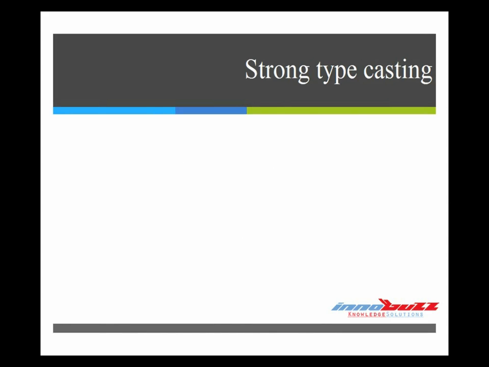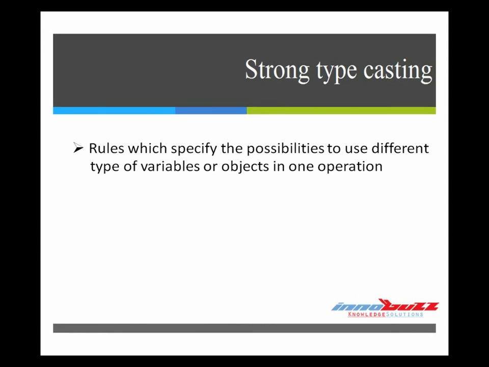Strong typecasting. The programming languages can be categorized into strong typing and weak typing ones. The difference between these categories is in the rules which specify the possibilities to use different types of variables or objects in one operation. If the corresponding language allows the intermixing of the types in one operation, then it is weak typing. If the language has more strict rules for this, it is called a strongly typed one.